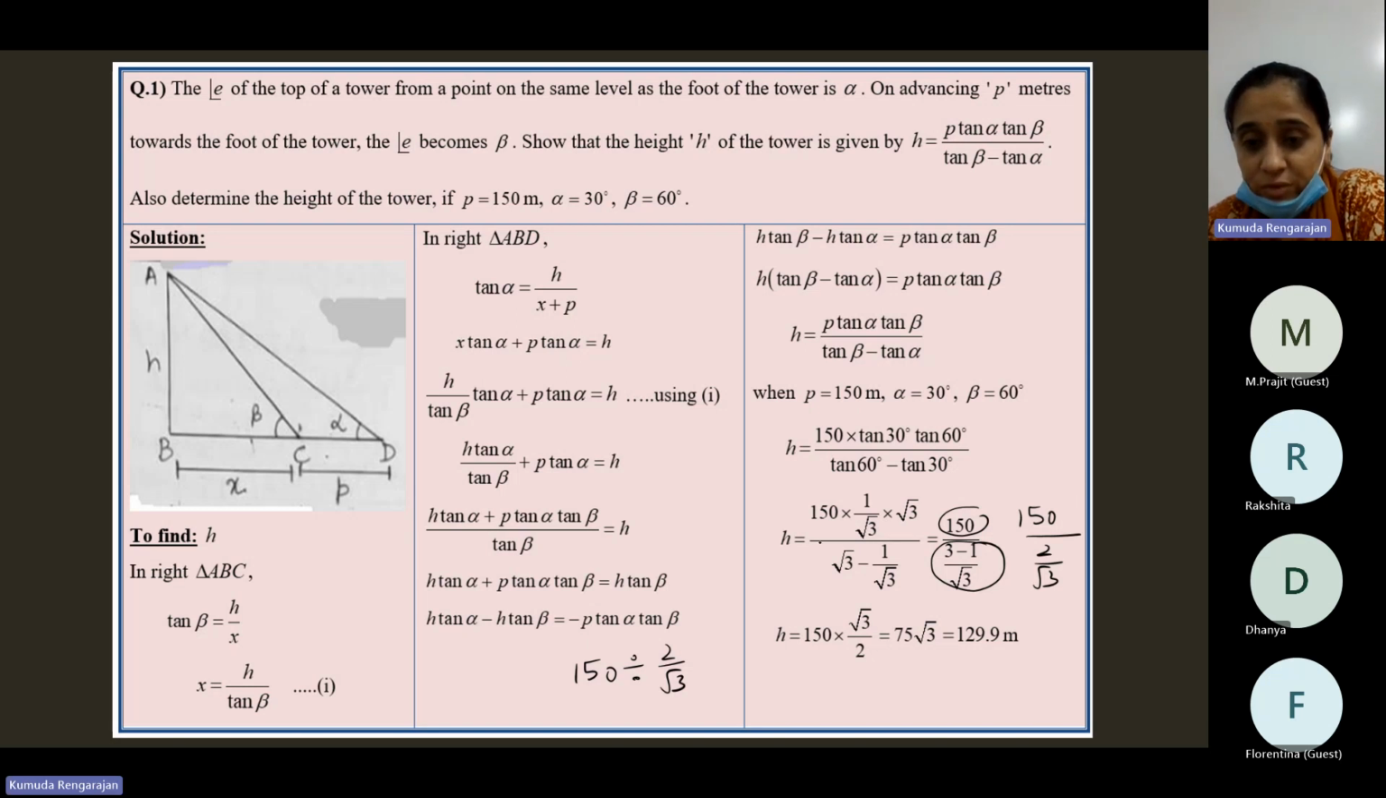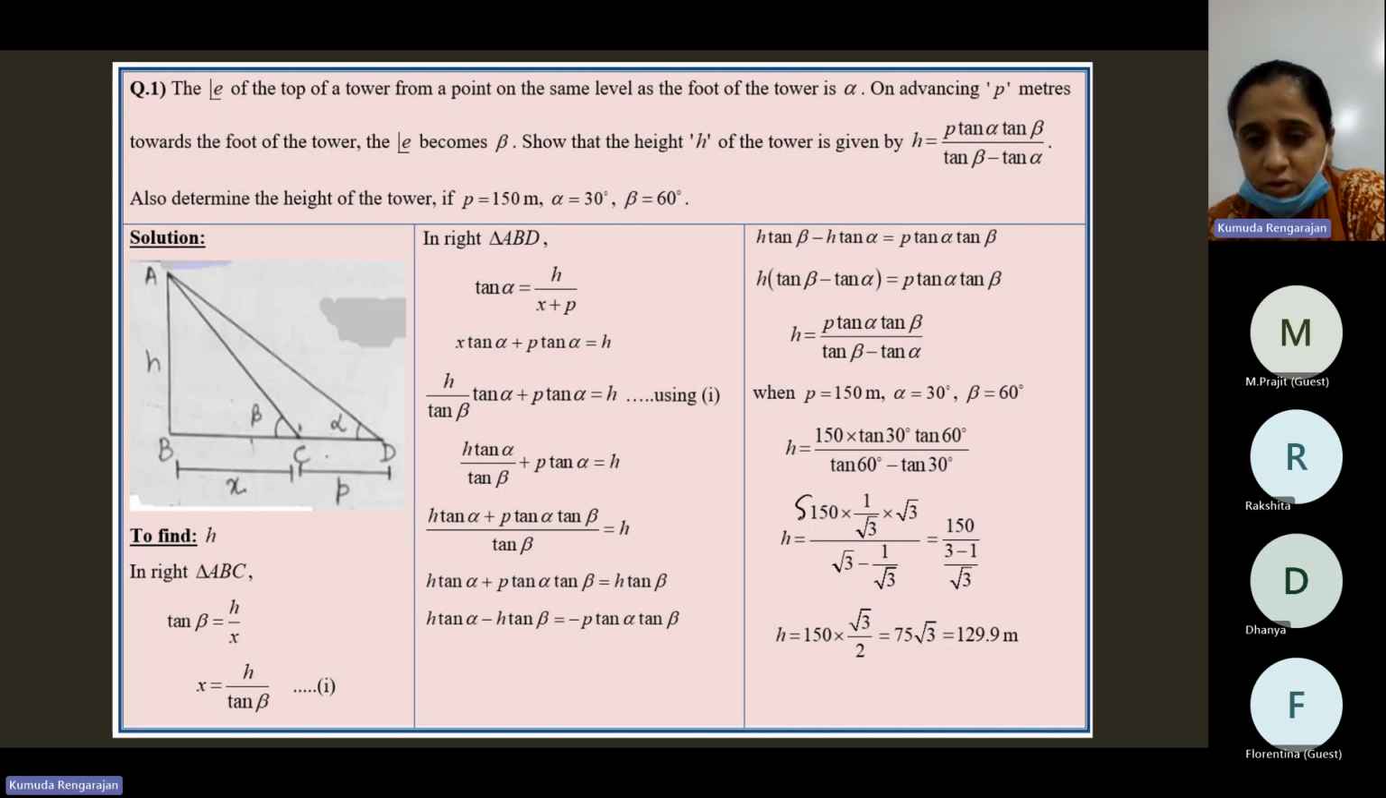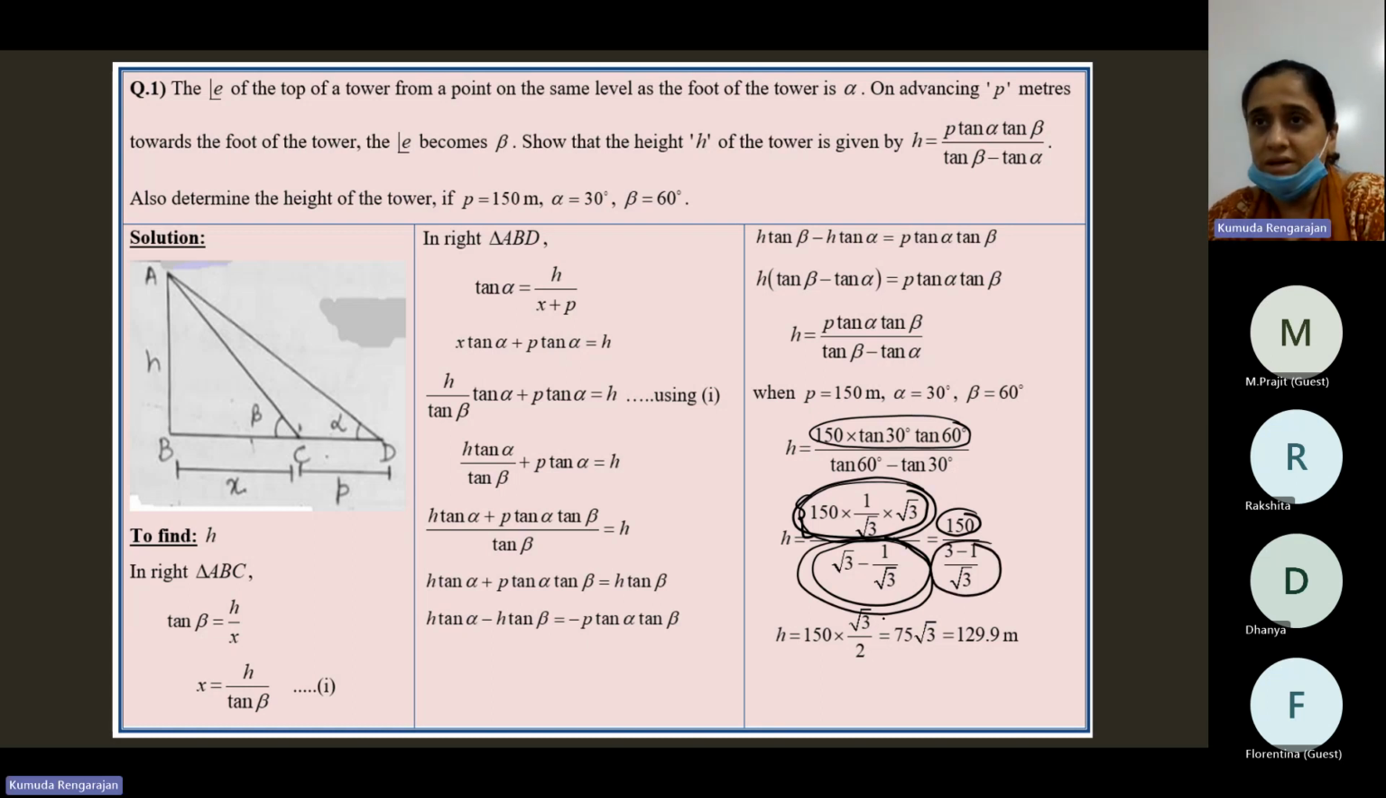See, this one is the new denominator. This is the numerator. One minute, I'll show you. All of this is the numerator, right? On substituting, we have this. This is the numerator, this is the denominator. Now this numerator becomes 150, and this denominator becomes 3 minus 1 by root 3. Am I right?